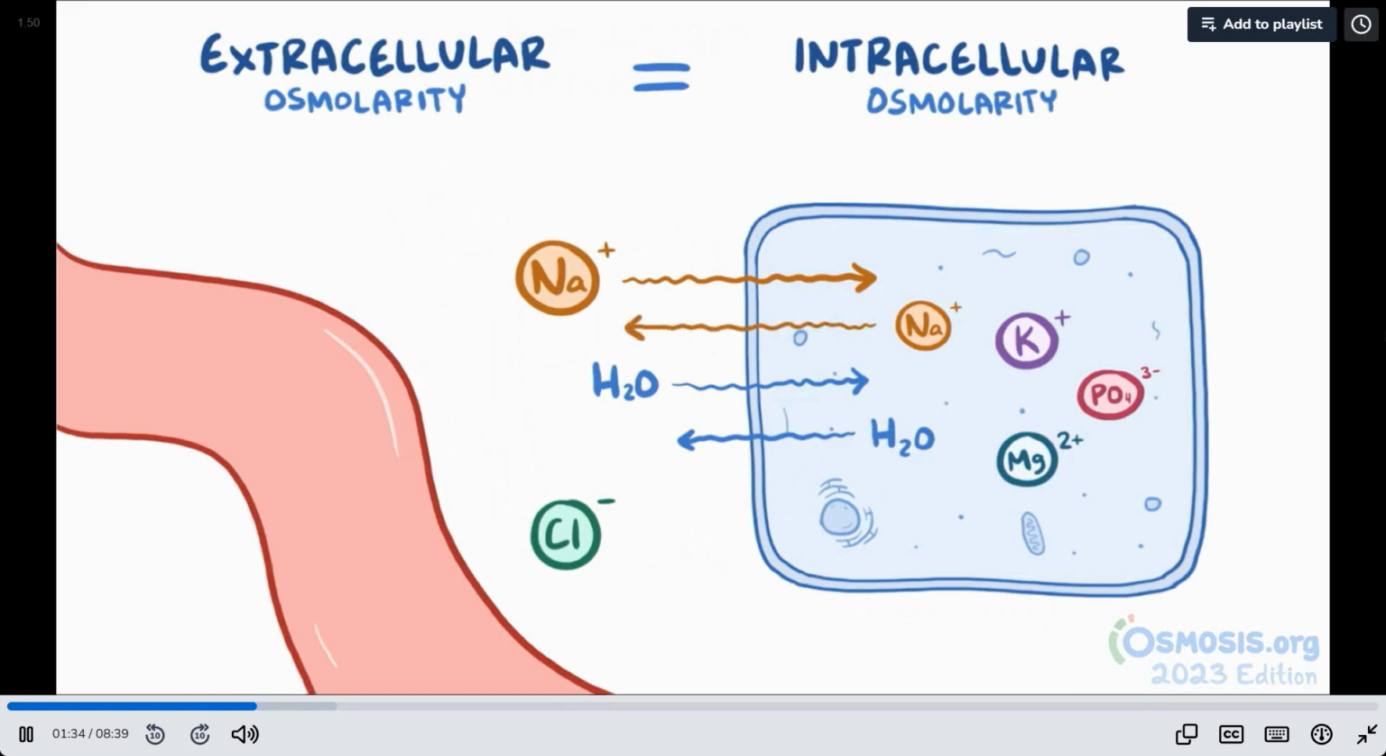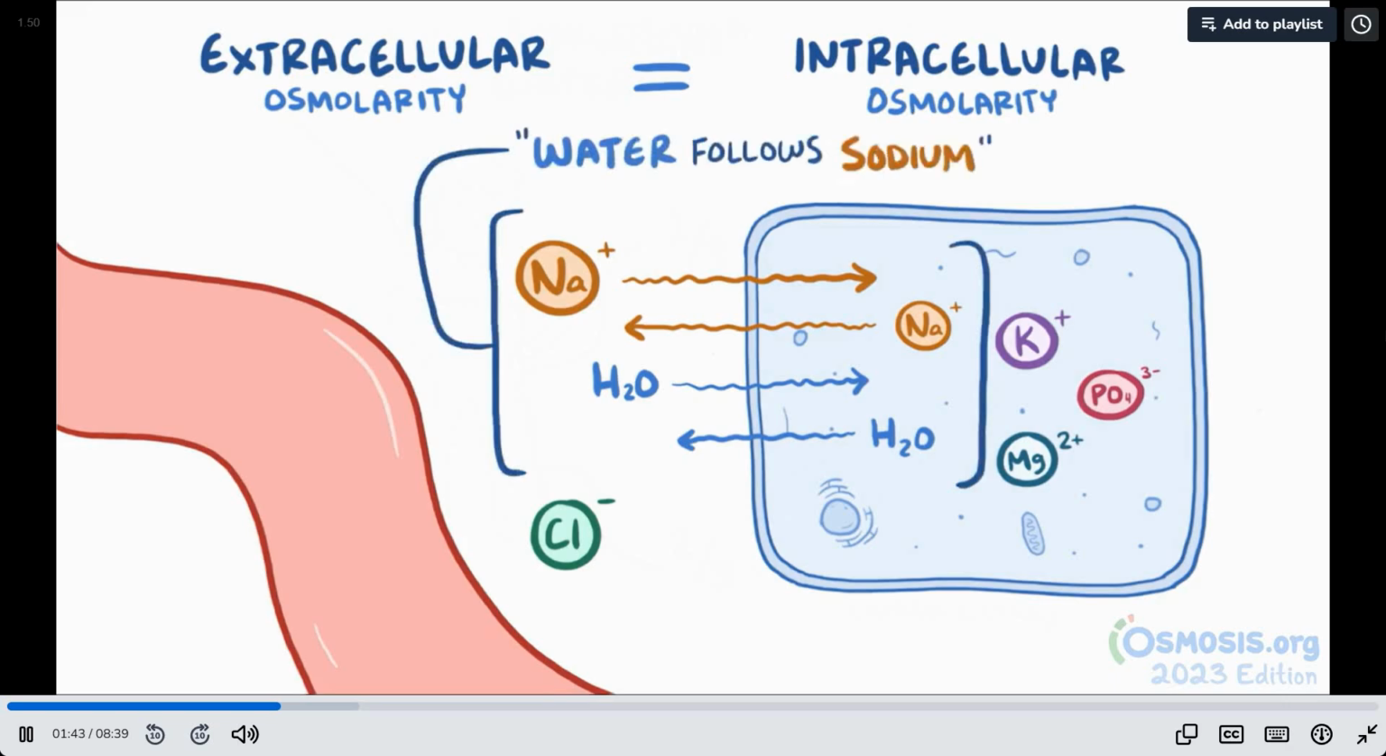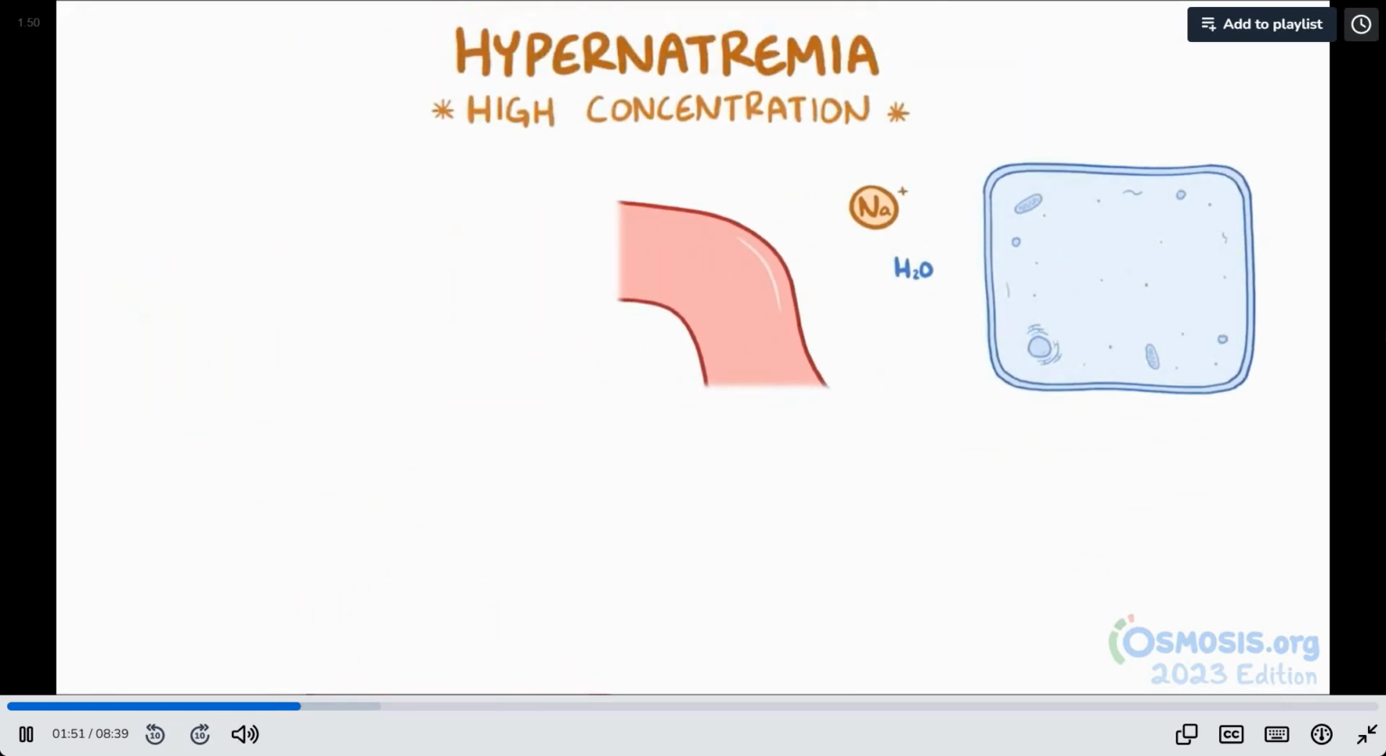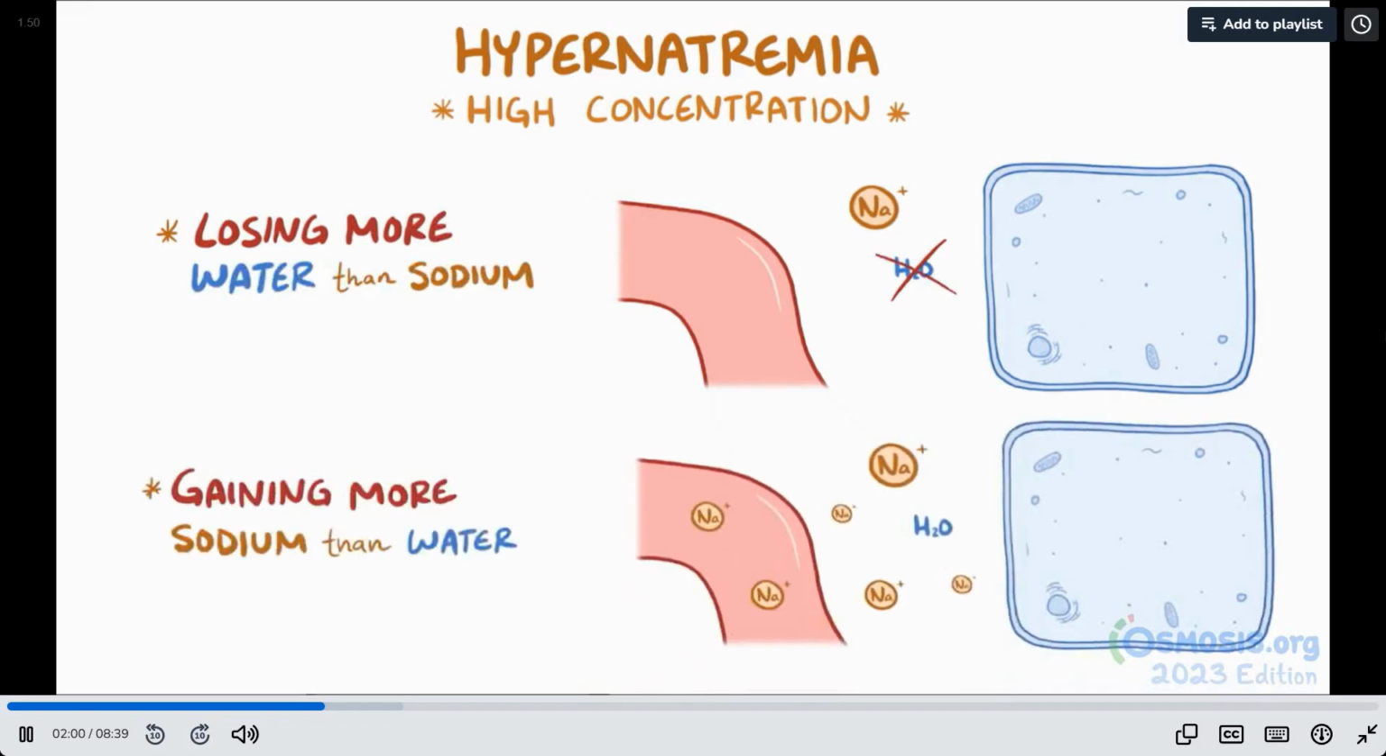And subtle changes in sodium concentration tilt the osmolarity balance in one direction or another, and that moves water as well. And this is why we say water follows sodium. So with hypernatremia, someone can have a high concentration of sodium in the extracellular fluid, and therefore the blood, by either losing more water than sodium, or gaining more sodium than water. Either way, this increases the sodium concentration in the extracellular fluid, which draws water out of the cells.